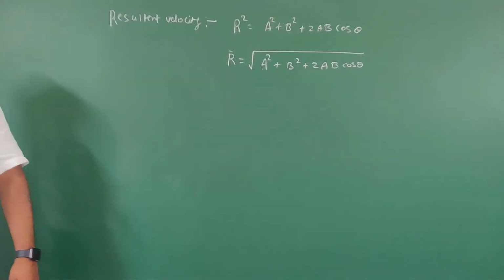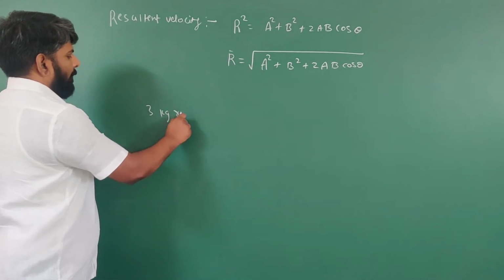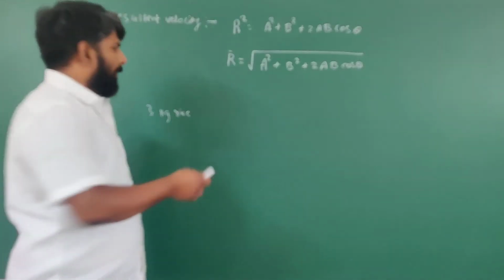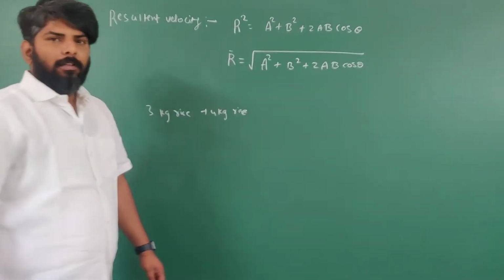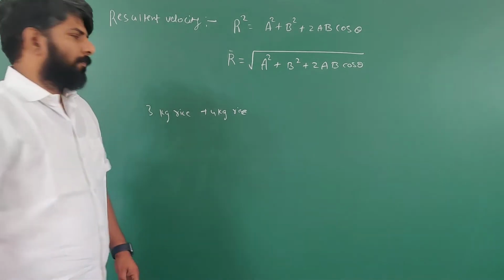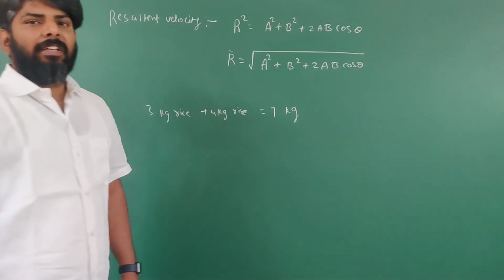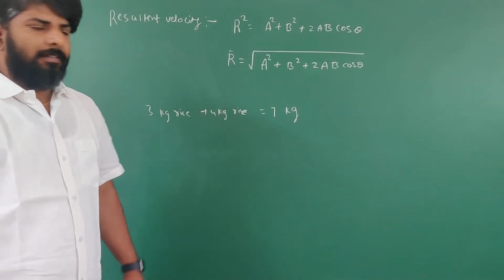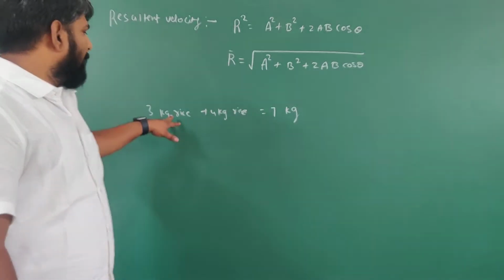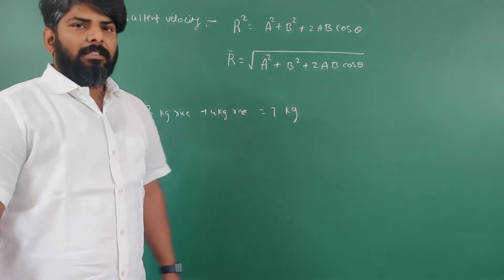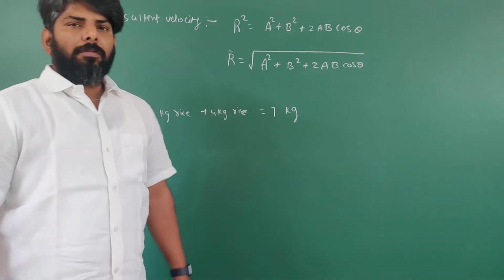Actually, for example, I am having 3 kgs rice. My brother is having 4 kgs rice. Then tell me what is the total? Simple. How many kgs rice are we both having? 7 kg. Right? You added. Very easy, because here kg means mass. That is a scalar quantity. So directly we are able to get the answer.